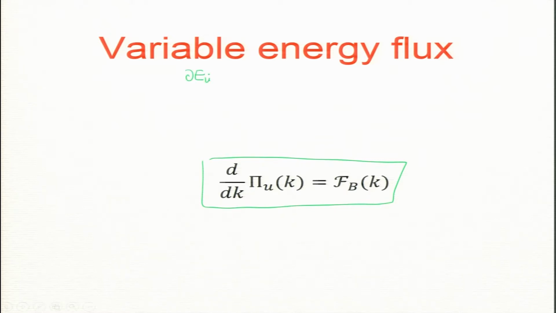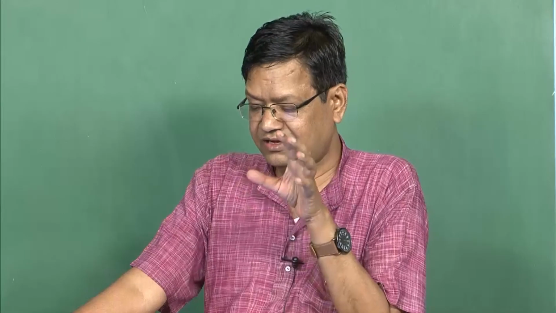So, let us take steady state, what did we derive? This we have derived on many occasions. So, d pi u by dk is F u of k minus D u of k, or F u. Right now I focus on the inertia range where there is only the buoyancy part. The external part is 0 in the inertia range, F external is not active in the inertia range, and dissipation is also not active. So, this is the equation of the flux in the inertia range.